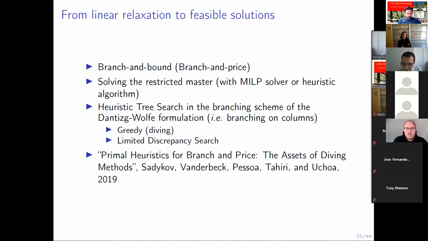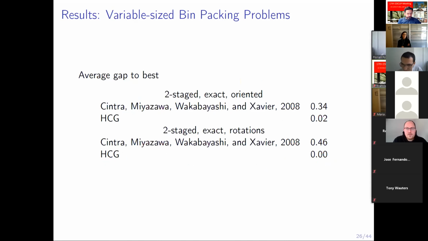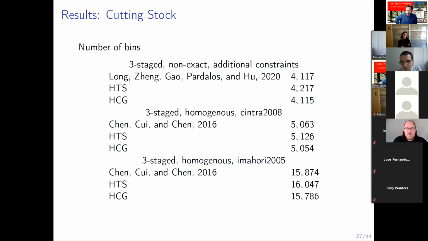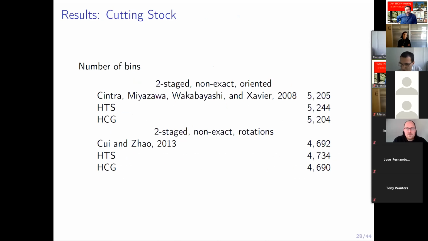And we have our heuristic. So let's look at the results. On variable size bin packing, for the 2-stage with rotation and without rotation, we improved the results from the previous approach. For cutting stock now, with the heuristic column generation, the results are also improved for all cases. So for 3-stage and also 2-stage.